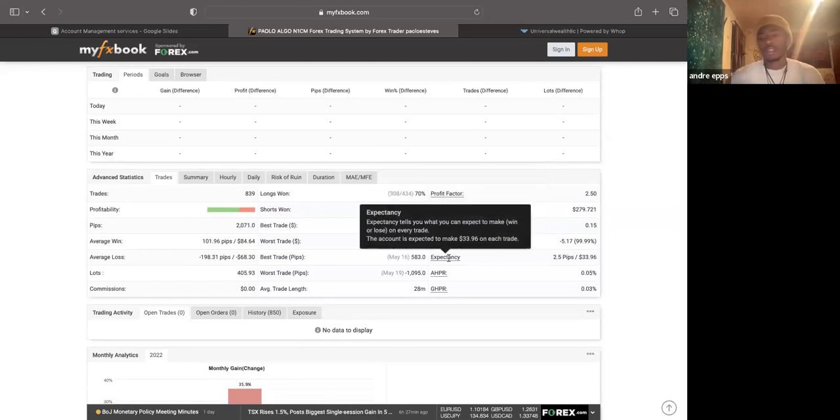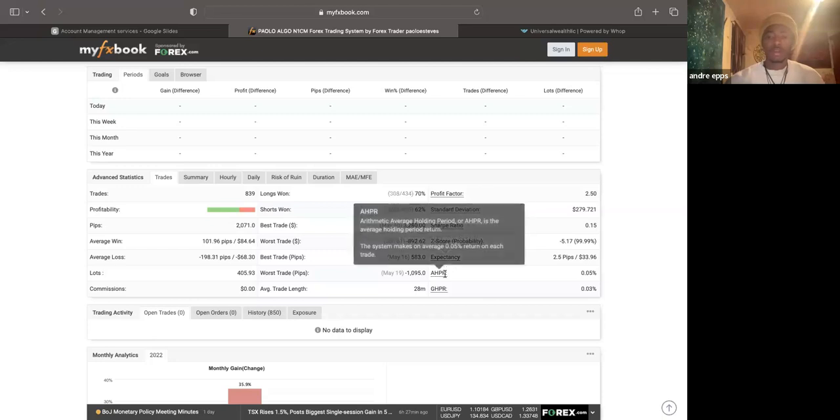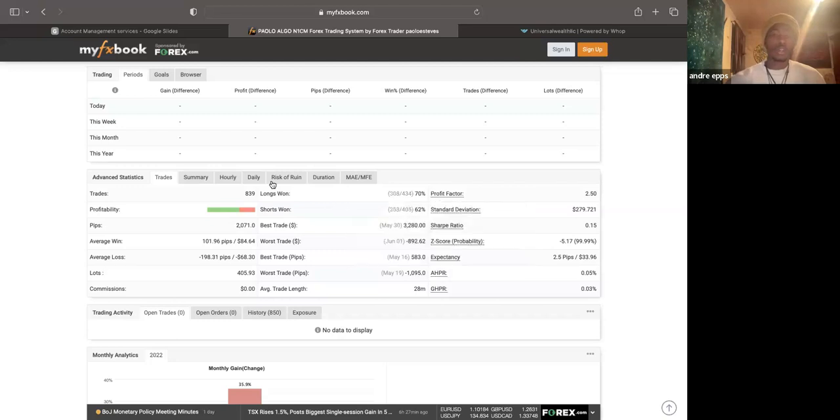All right, so we have the expectancy, which tells you what you can expect to make, win or loss in every trade. The amount expected to make is $33.96 on each trade. We have the AHPR, the arithmetic average holding period. The system makes an average of 0.05% return on each trade. Again, it took 838 trades within that time frame.